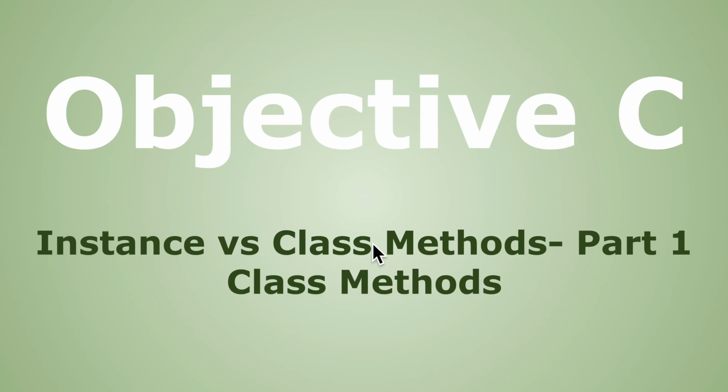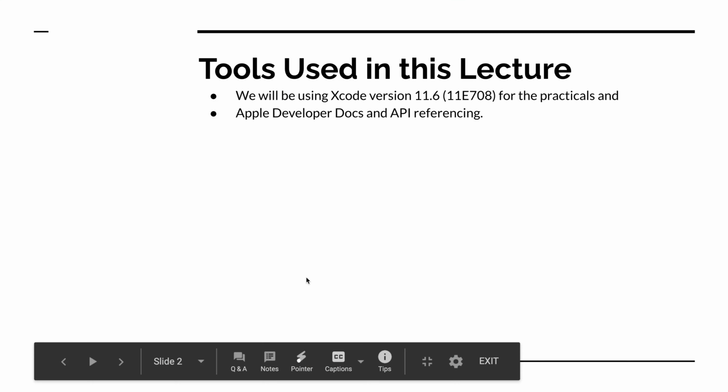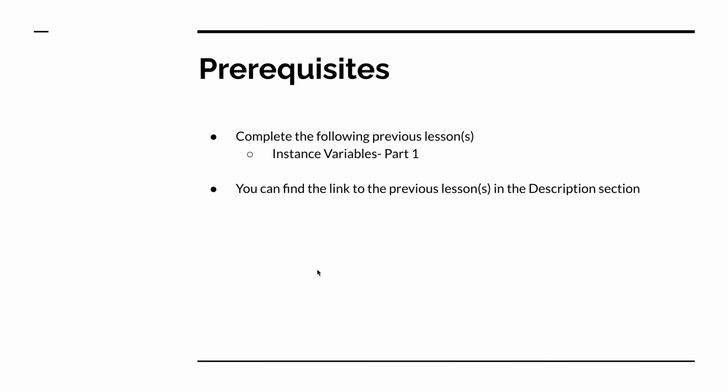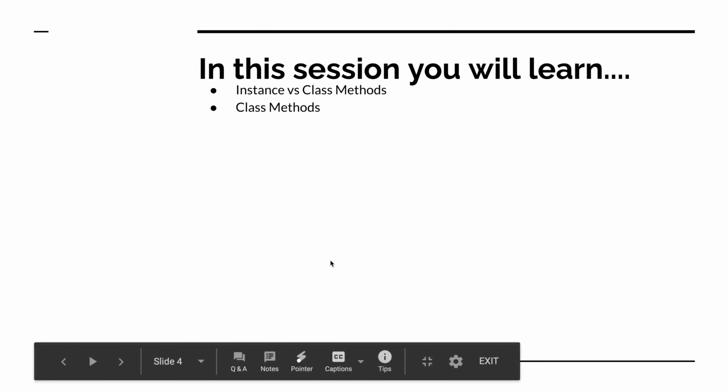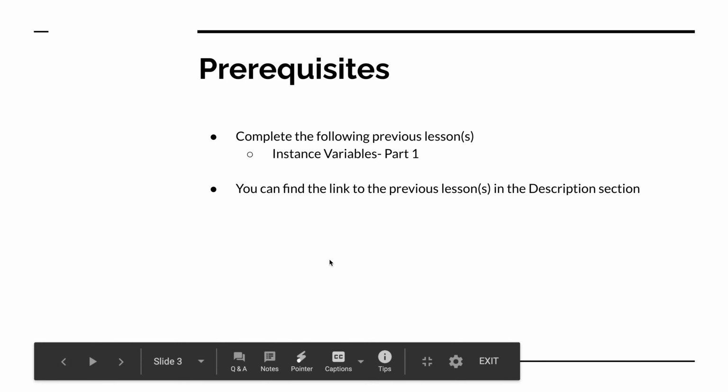Hi everyone. The lesson is Objective-C, instance versus class methods. In part 1 we are talking about class methods. These are the tools and the references we will be using for this lecture. You need to make sure you cover the prerequisite lesson, instance variables part 1, before this. You can find the link to that in the description.